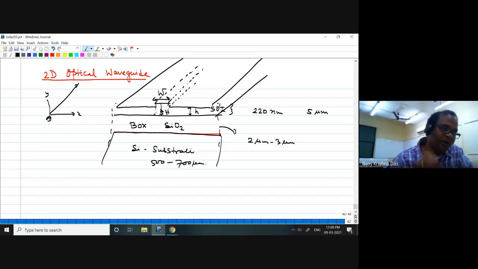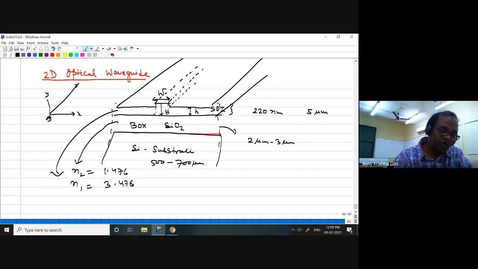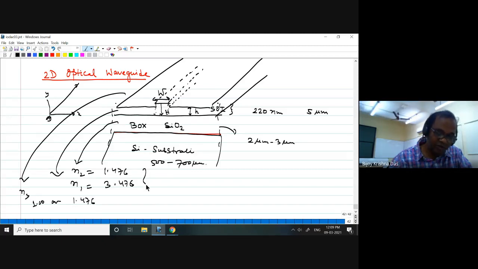So this is a simple structure of a 2D optical waveguide, where the core is the silicon SOI layer. Its refractive index we can consider N1 equal to 3.476. The BOX layer we can consider N2, which is 1.476, and the top we can consider N3, which can be air, 1.00, or you can have oxide on the top, which can be 1.476. All the refractive indices we are considering at lambda 1550 nanometers.